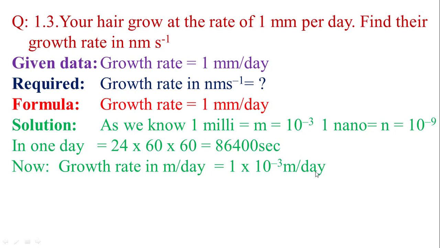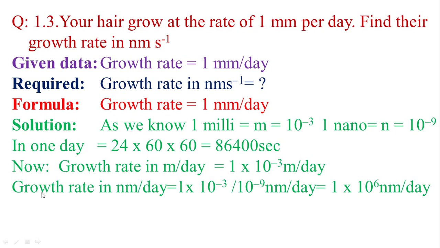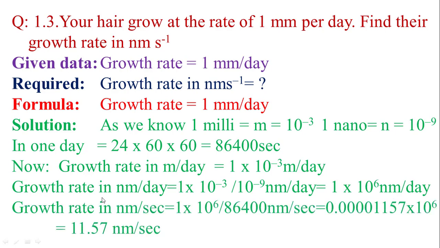Now the growth rate in nanometer per day is equal to 1 multiplied by 10 raised to power minus 3 divided by 10 raised to power minus 9, which is equal to 1 multiplied by 10 raised to power 6 nanometer per day. And the growth rate in nanometer per second is equal to 10 raised to power 6 divided by 86,400.